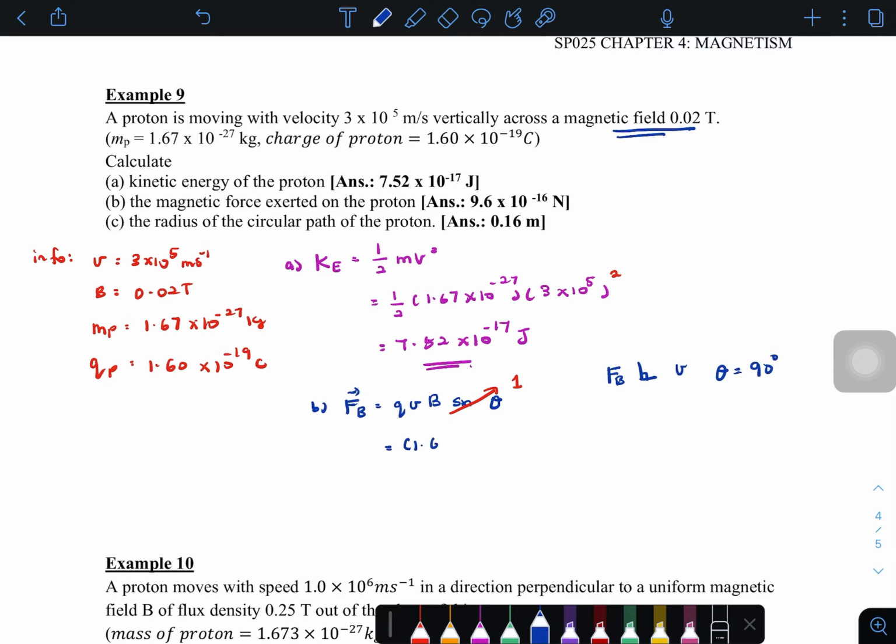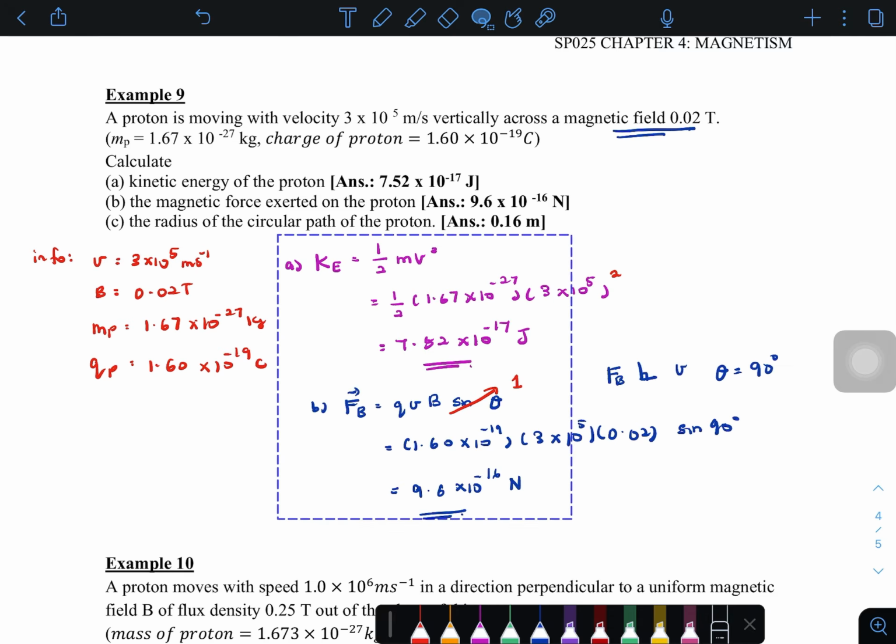Q kita ada 1.60 exponent negative 19. Velocity is given, and B is 0.02. So kalau kamu tengok, sin 90 degree. Okay, so kita akan dapat 9.6 exponent negative 19. Unit for force is Newton. Okay, so that's for B.